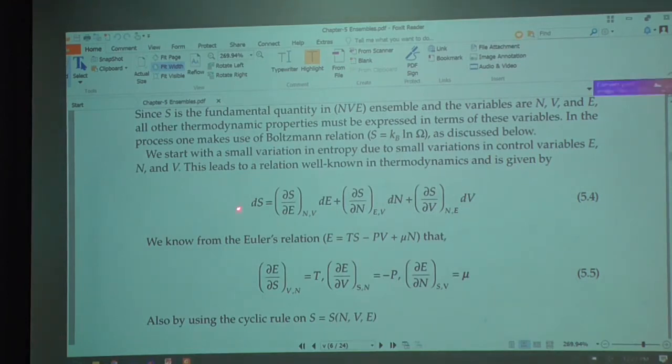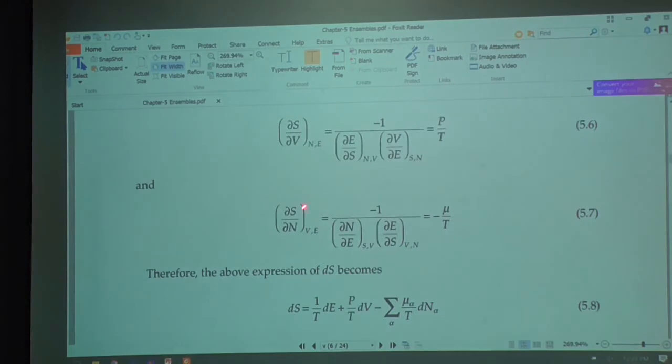So then we can write dS, this quantity, that's okay, very simple, right? We also know the Euler relation, this. Then, from the Euler relation, we find (dS/dE) equal to 1/T, (dS/dV) equal to P/T, and (dS/dN) equal to minus mu over T. This is the chemical potential. There is no problem on that. That all of you have done again and again. So, we use the cyclic rule. Is there any problem? You guys have done a lot.